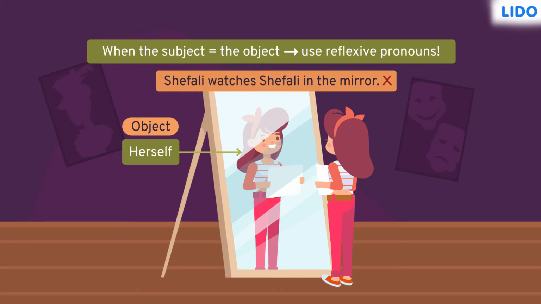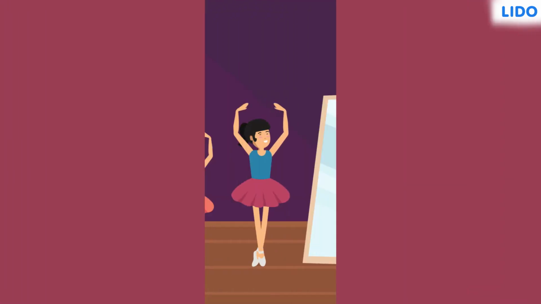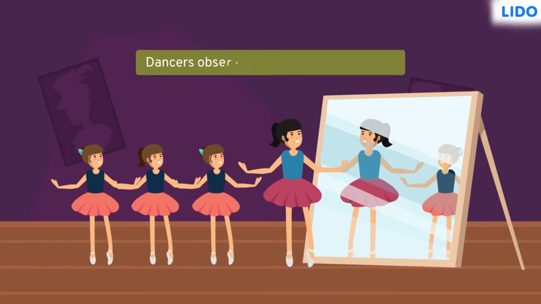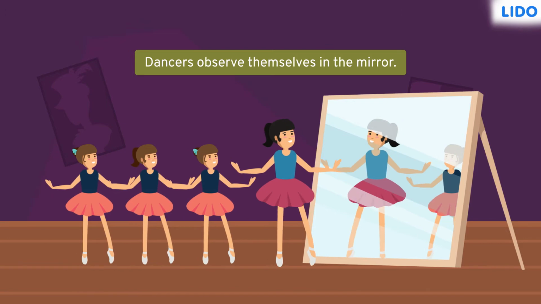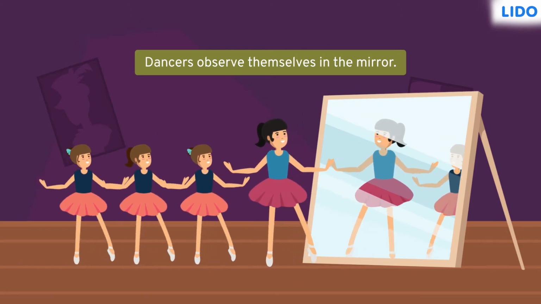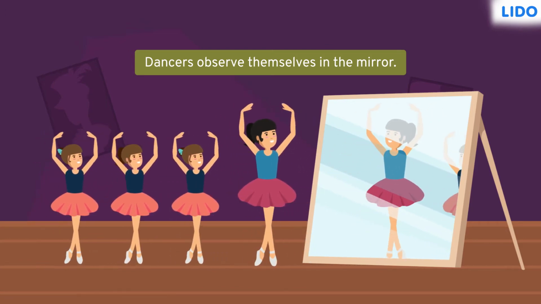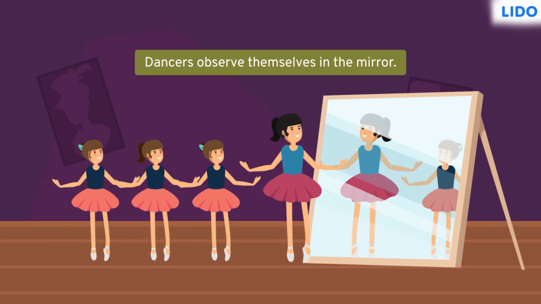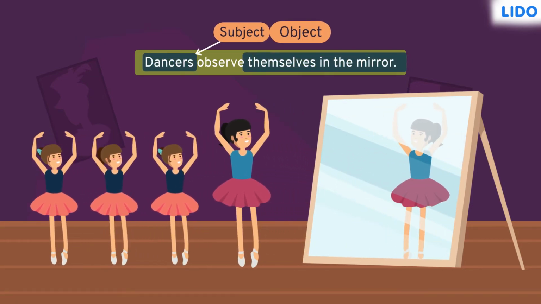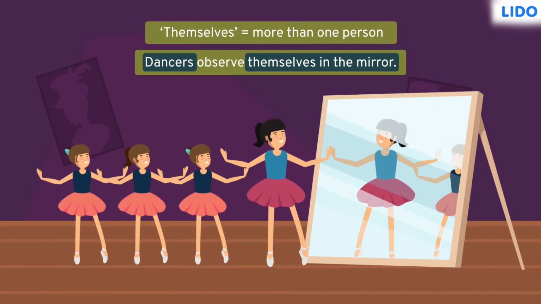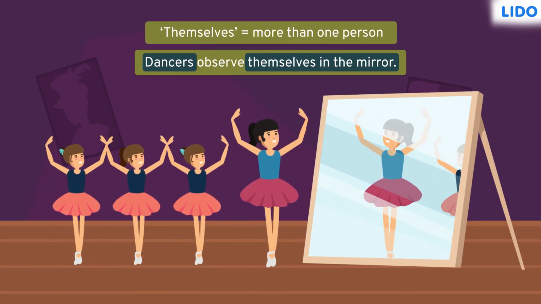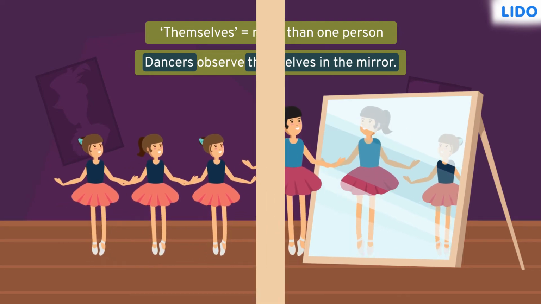We don't say Shefali watches Shefali in the mirror. We use herself instead. Shefali learnt this mirror technique from her dancer friends. Dancers practice in front of a mirror for hours to observe themselves and perfect their dance moves. In this sentence too, the subject and object are the same, dancers. Themselves is a reflexive pronoun used to talk about more than one person.